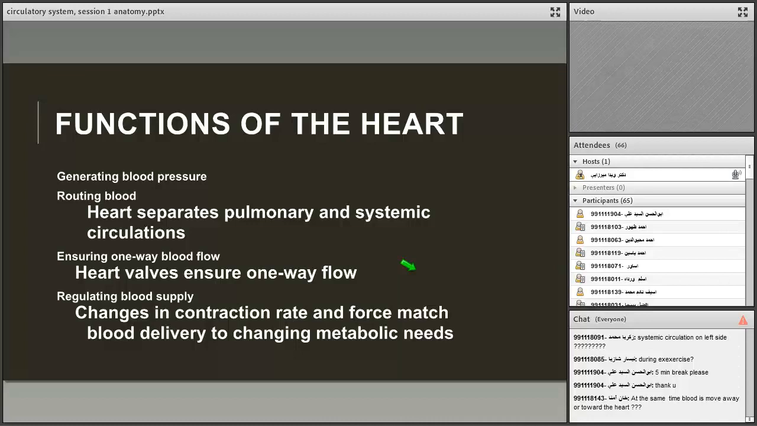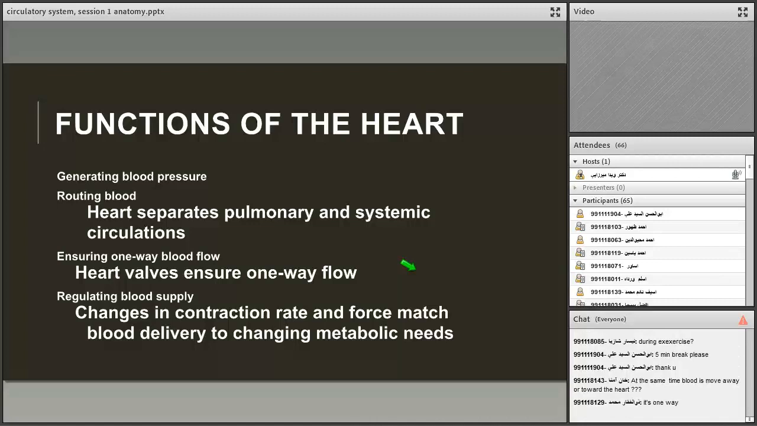At the same time, is blood moved away or toward the heart? At the time of contraction, the blood will be pumped into the arteries, I mean at the time of systole. And at the time of diastole, the blood is coming into the heart. At the time of systole or contraction, the blood will enter the arteries.